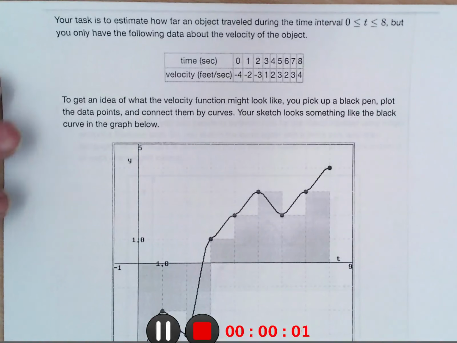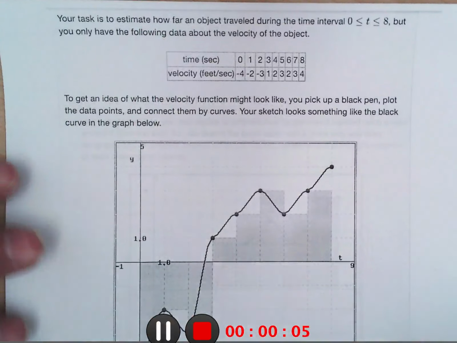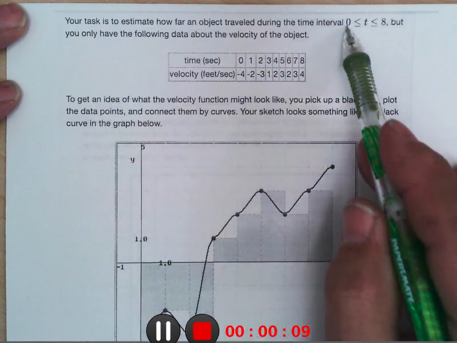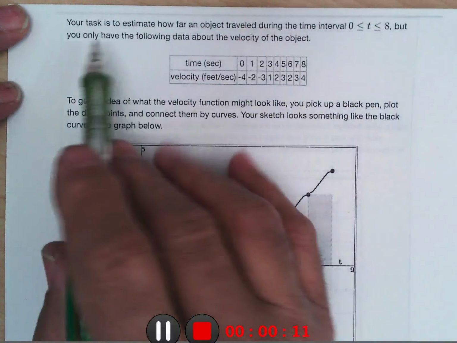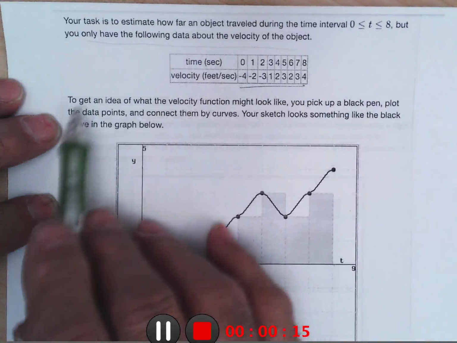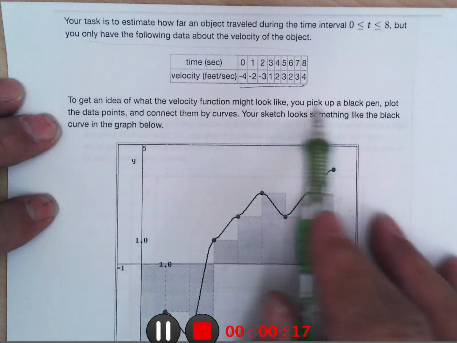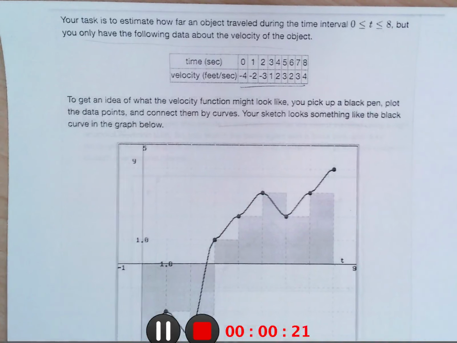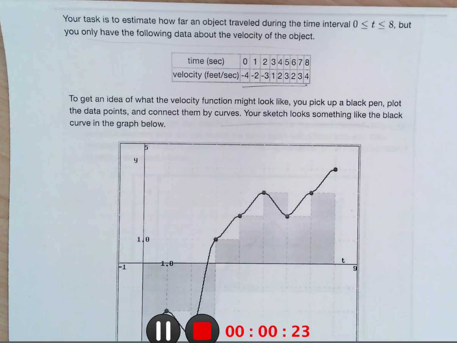Problem 2 in section 4.2. Your task is to estimate how far an object will travel between 0 and 8, and you have only this velocity table. And it talks about doing all this stuff here, and it says, do a left endpoint. And notice that they have made these rectangles all left endpoints.